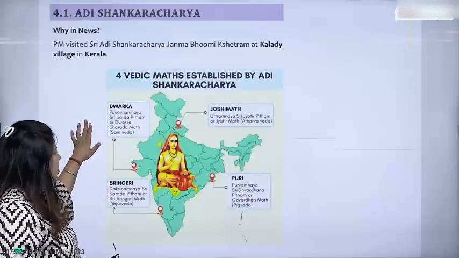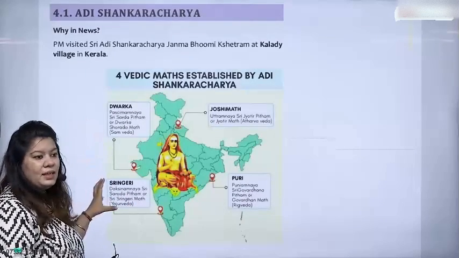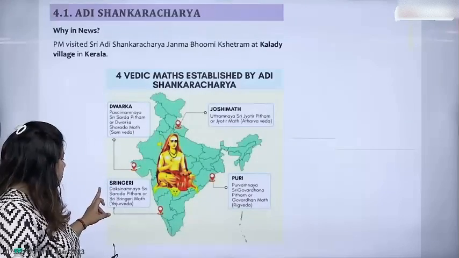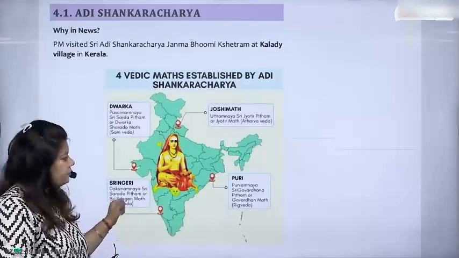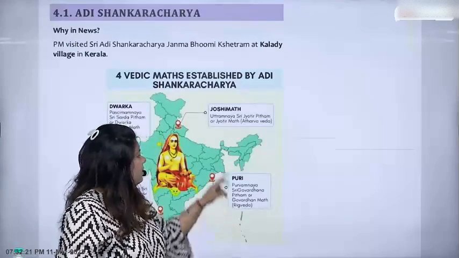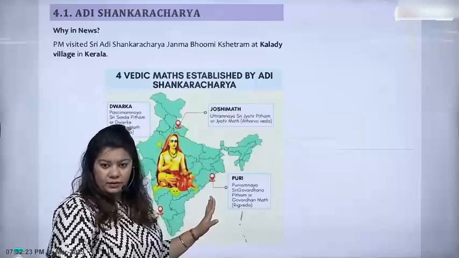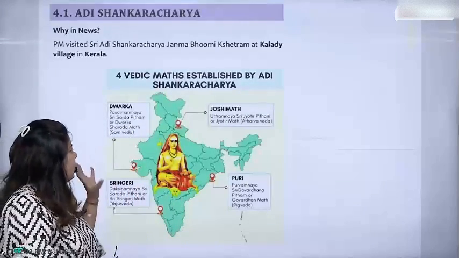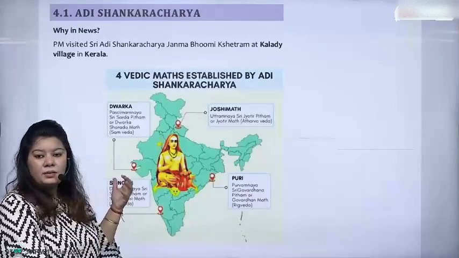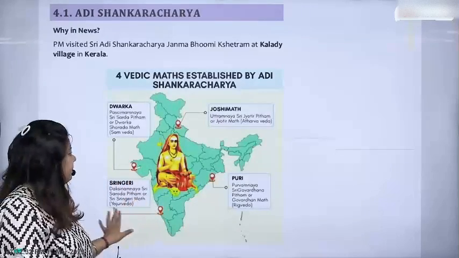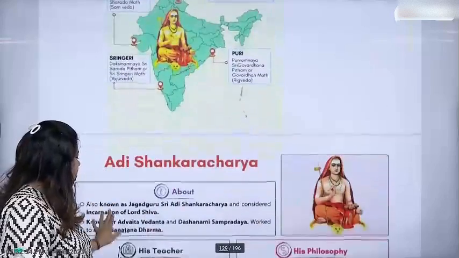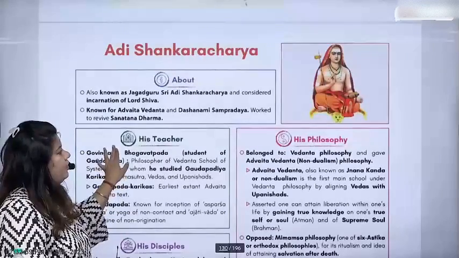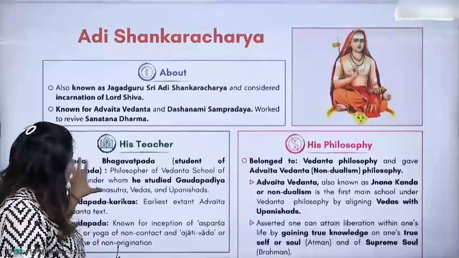One was at Dwarka, which was a center of learning for Samved. Sringeri, Yajurved; Puri, Rigved; Joshimat, Atharved, right? So these 4 mutts are centers of learning for these 4 types of Veda. These places are important. Is he a Shaivite or a Vaishnavite? Shaivite, okay?